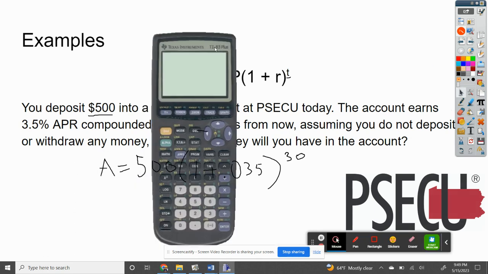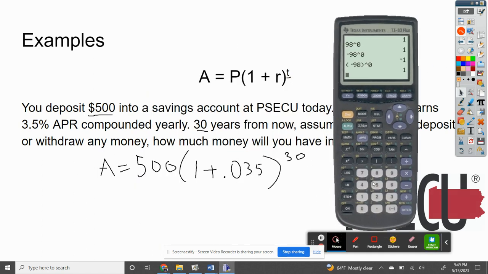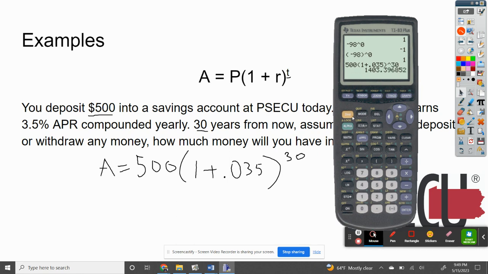Let's just take our calculator. We'll type this exactly as we see it in the calculator. So 500 parenthesis 1 plus 0.035. Close the parenthesis, raise to the power of 30. So up to the power of 30, hit enter, and that's going to be $1,403.